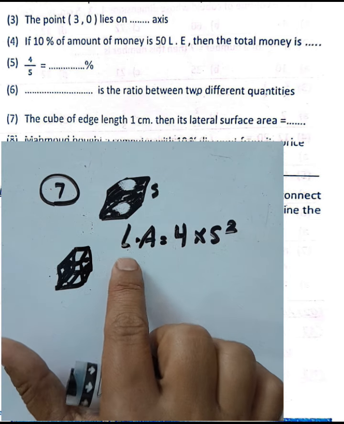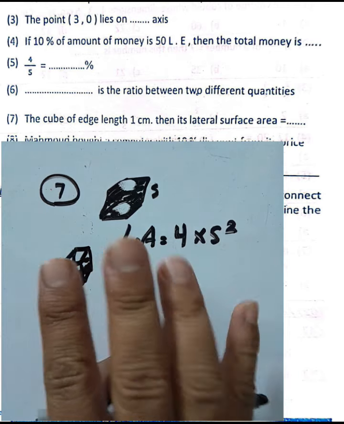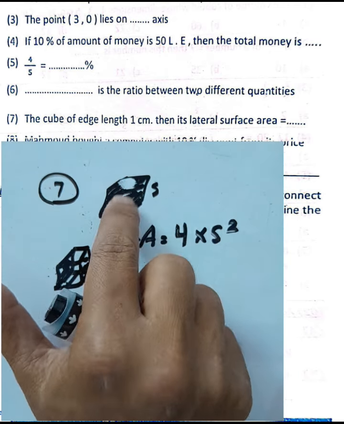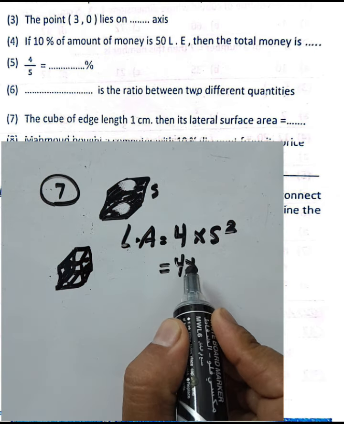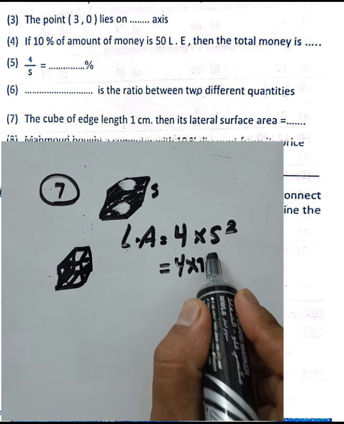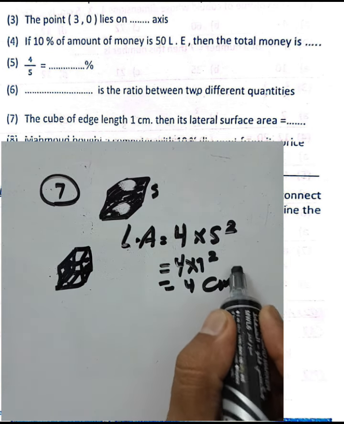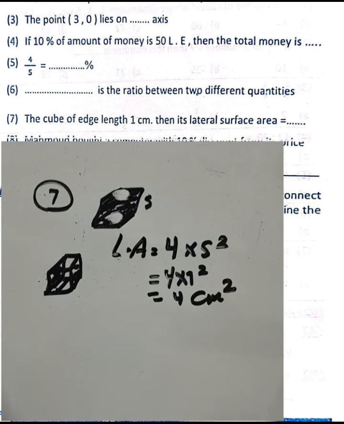Lateral surface area is 4s power 2, because we have 4 sides here in the lateral. 1, 2, 3, 4. Cancel the base and the lid. Then the lateral area is 4 times s power 2. The side here was 1, power 2. It will be 1 times 4 equals 4. Then the lateral surface area will be 4 square centimeters.